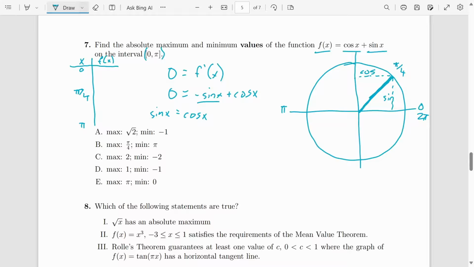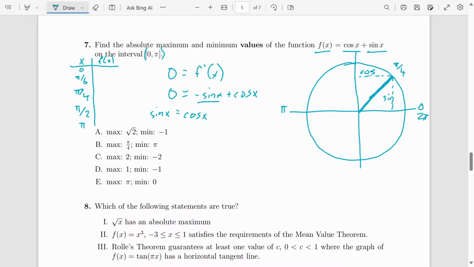So between 0 and pi over 4, maybe we could do pi over 6. That's pretty easy to plug into trig functions. And then between pi over 4 and pi, we could probably do pi over 2, or maybe 2 pi over 3. That would also be pretty easy to plug into sine and cosine. So now that we have these 5 values, we can go ahead and evaluate each one of them in f of x, and we'll see what we get.